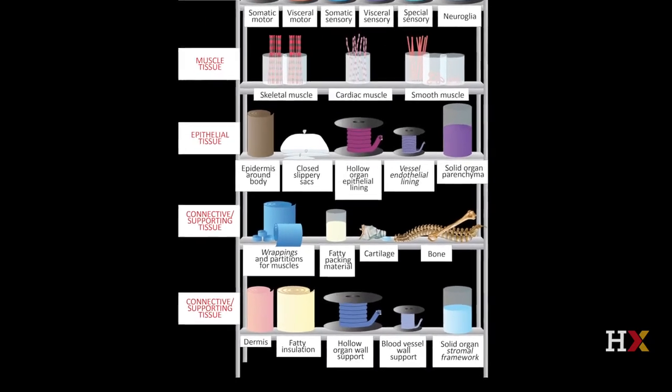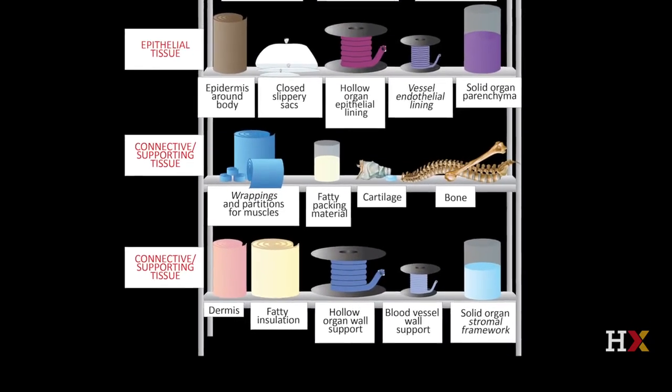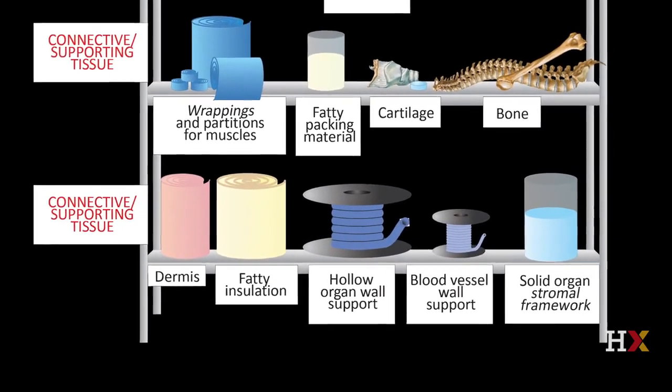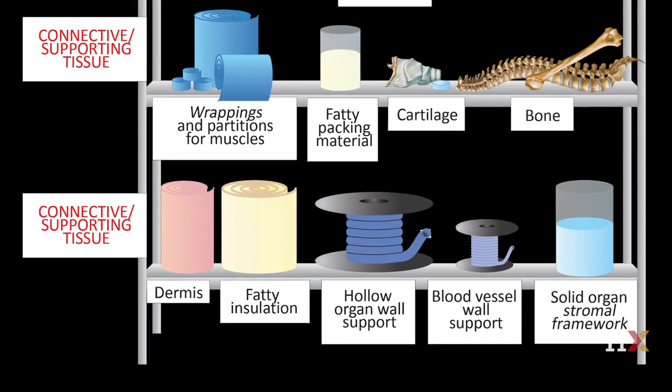On the bottom two shelves, we have all the various ways in which connective tissue is organized to support other body tissues. We have sheets of connective tissue that we can wrap around things, such as groups of muscles. We have fatty tissue that we can use as packing material around blood vessels and for thermo-insulation under the skin, sometimes too much of it. We have cartilage and bone for the musculoskeletal system. And the cartilage that's shown is actually the cartilages of the larynx, which actually function as a musculoskeletal system.